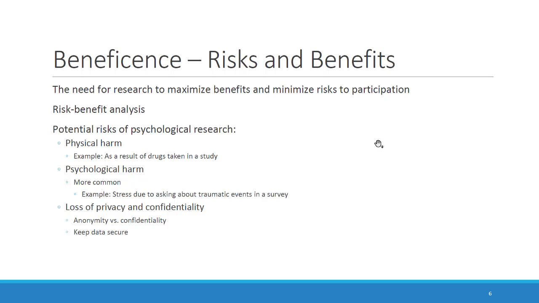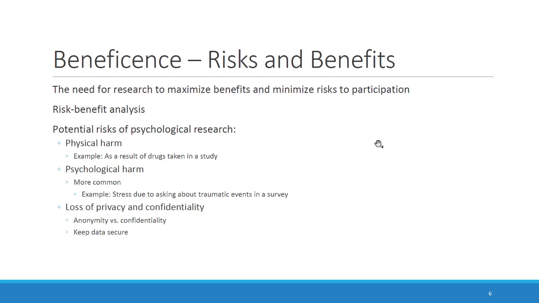In terms of other potential risks of psychological research, you can also have psychological harm, and these are more common in psychological research. For example, this could include stress due to being asked about traumatic events in a survey. So if you're taking a survey about a traumatic event, perhaps you haven't thought about that event in a while, and by thinking about it while you're taking the survey, that could trigger some trauma reactions in you.